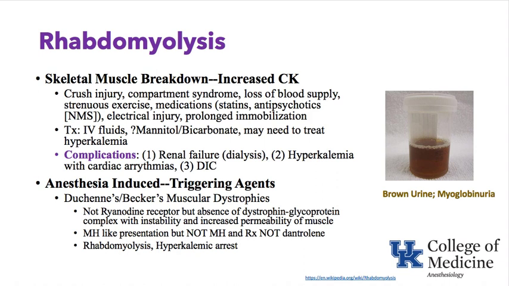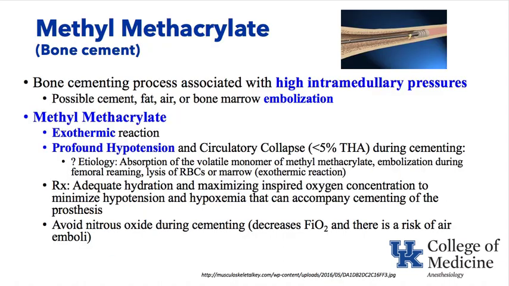So it presents like MH, but it's not MH, and it's not treated with dantrolene. It is actually rhabdomyolysis, and you can get hyperkalemic arrest in a Duchenne's or Becker's muscular dystrophy patient treated with or administered succinylcholine. Methyl methacrylate bone cement is the next key word.